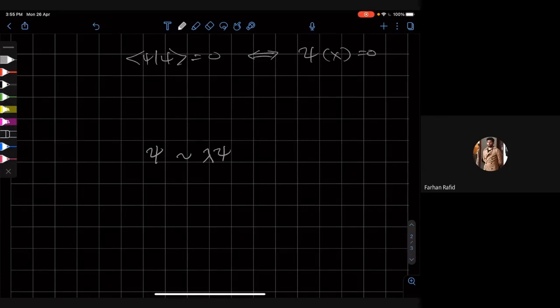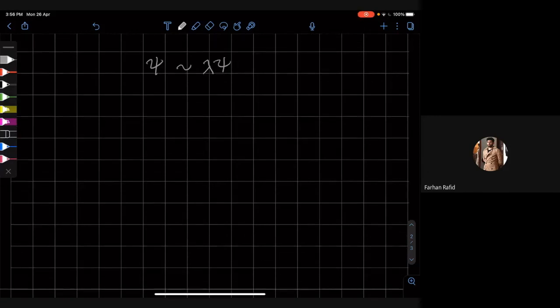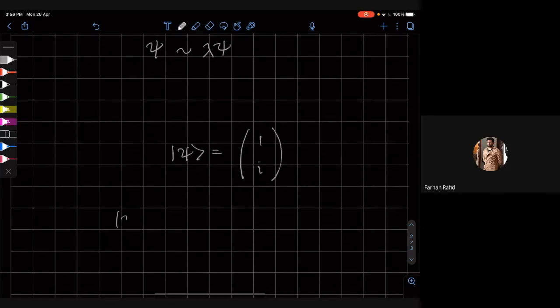Can psi be (1, i)? Yes, of course. Can psi be of this form? Of course it can. You just take psi and say, okay, I'm going to take the up vector plus i times the down vector. These coefficients can be anything, any complex numbers.